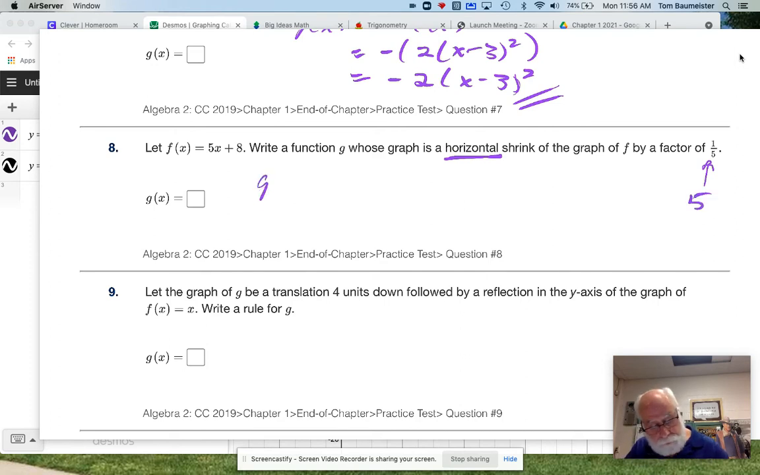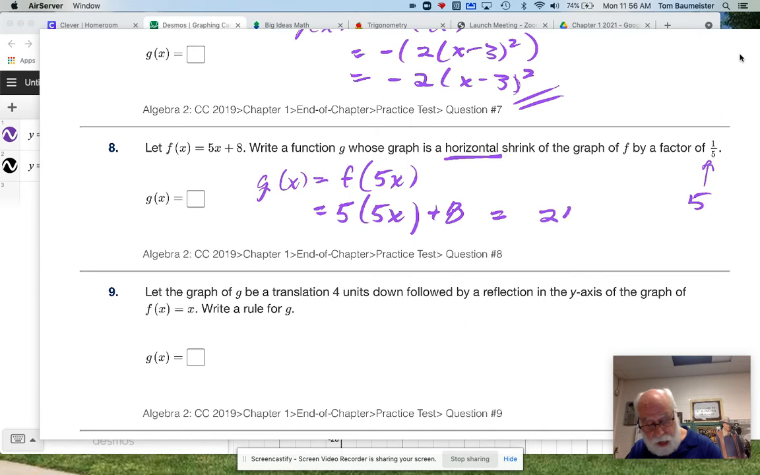So remember, what I'm telling you is that g of x is going to be our f, and wherever I see my x, it now becomes 5x. So I have that 5 already, but now I have this 5 times x because I attached that other 5 to the x, plus 8. And if I work that one out, distribute that 5, I'll get 25x plus 8. And that's what you would put. Okay?